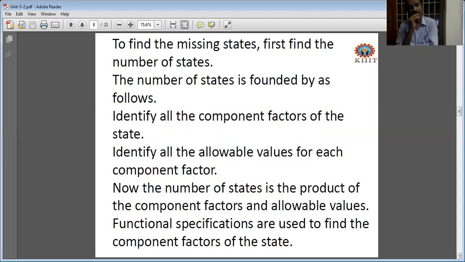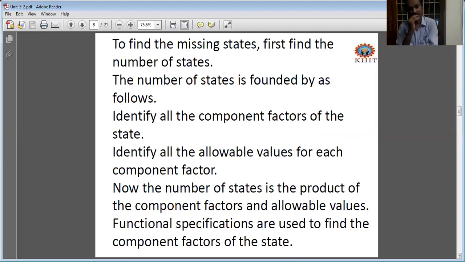Identify all the component factors of the state. Then identify all the allowable values for each component factor. Now the number of states is the product of the component factors and allowable values.